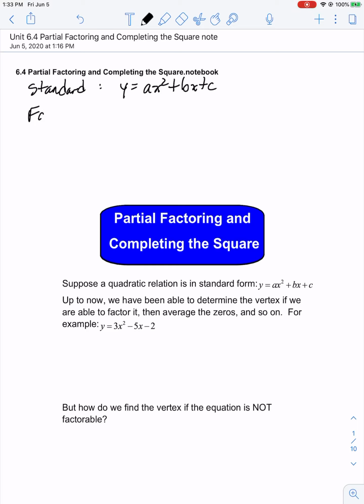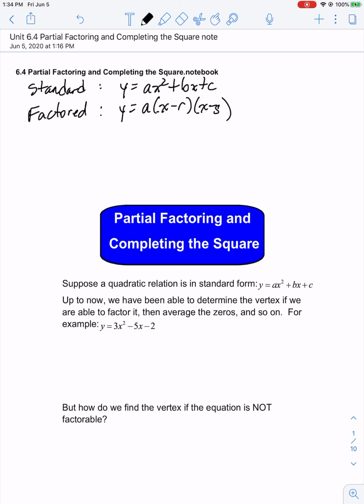And then we've looked at factored form. So you take standard form and you factor it so that you can figure out what the x-intercepts are. And once it's factored, you get x minus r and x minus s, or there might be some coefficients in front of the x's, which is okay. We've learned how to deal with that.